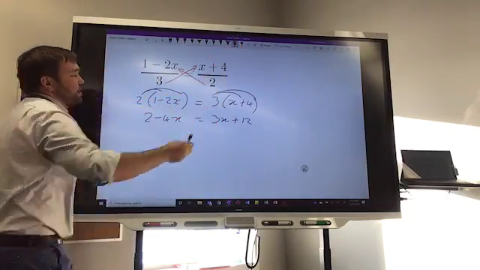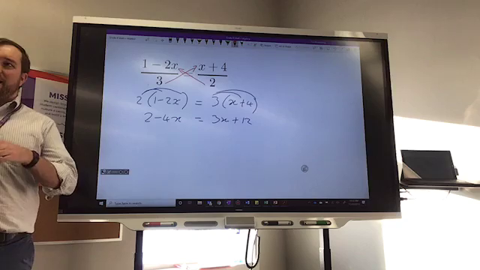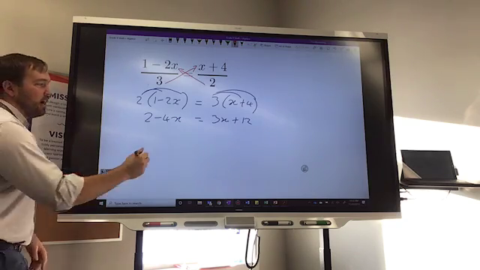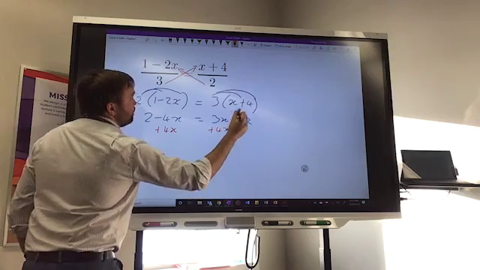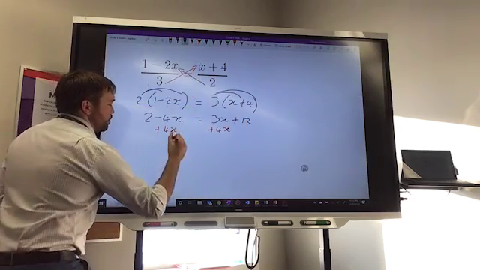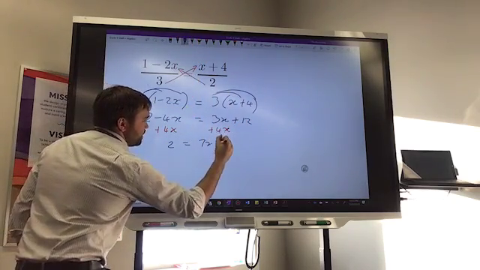What you do from here is largely your own choice, as long as you're aiming to put the x's on one side and numbers on the other. I'd probably add 4x. Add 4x. And that will give us 2 equals 7x plus 12.